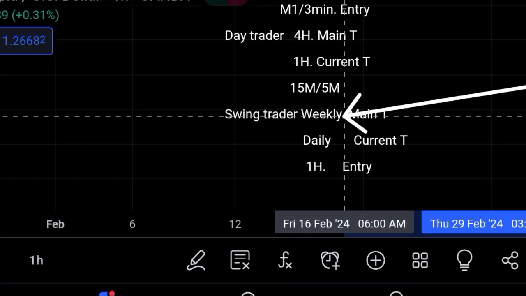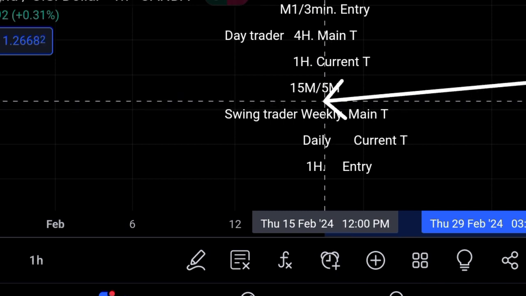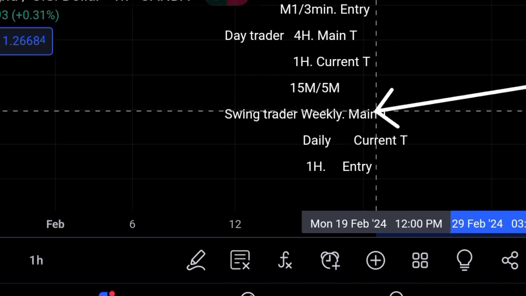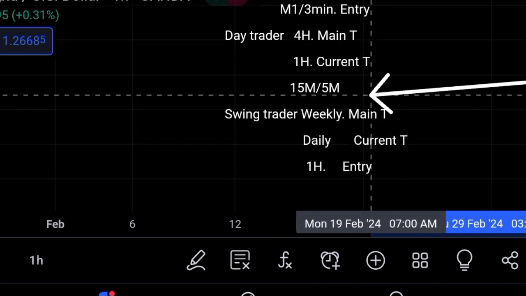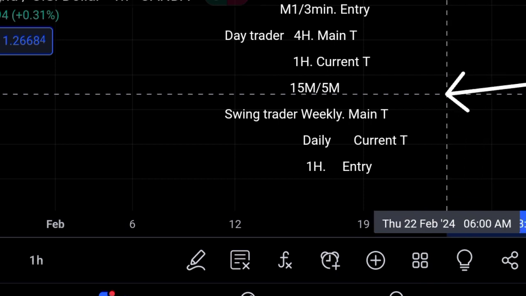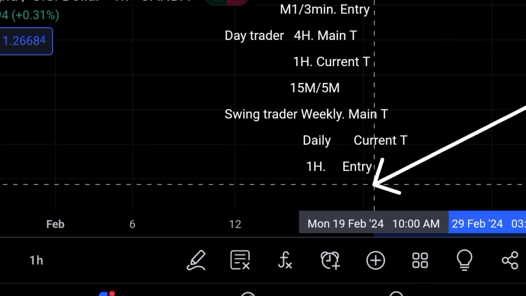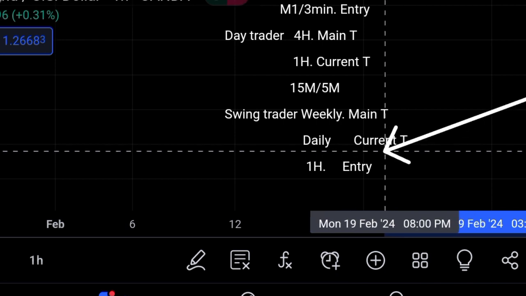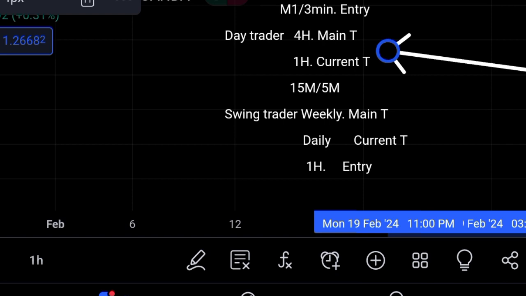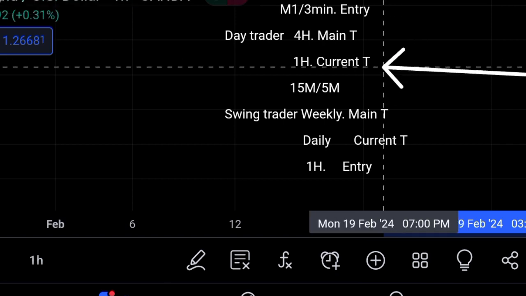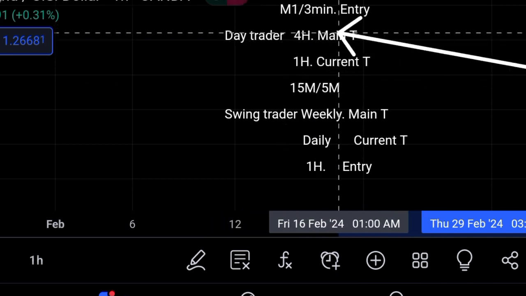Swing traders are traders who hold positions for a few days to a few weeks. To be a swing trader, you need a lot of patience. Swing traders use the weekly as their main trend, the daily as their current trend, and then the 1 hour for their entry. So let's get into the top-down analysis, and I'm also going to share with you how to use those time frames to your advantage.